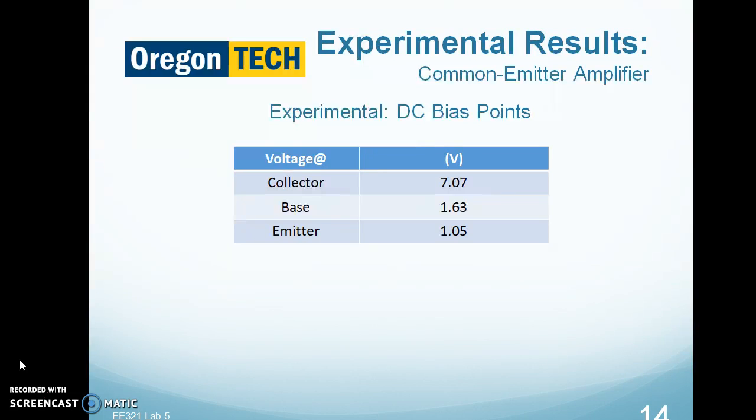So here is a table for the experimental results of my DC bias points. So for the collector, I got 7.07 volts. For the base, I got 1.63. And the emitter, I got 1.05 volts.